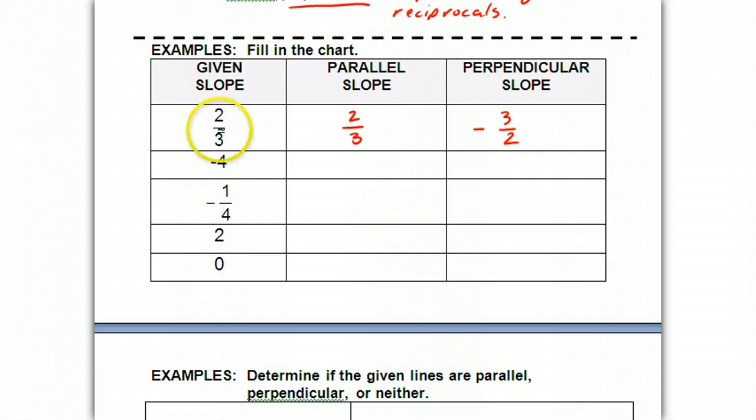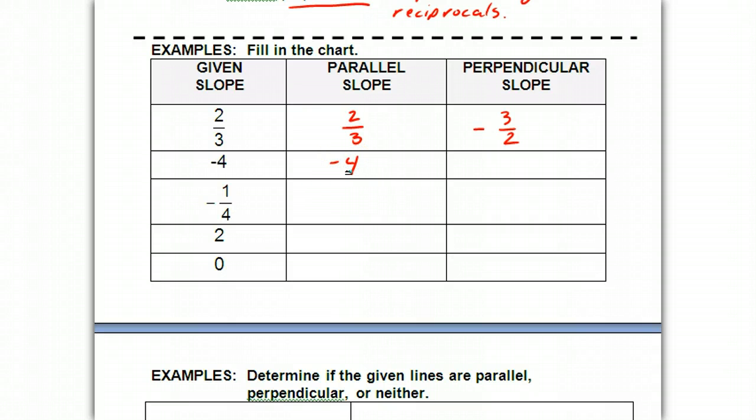So the slope of the perpendicular line to the one that has a slope of 2/3 is going to have the slope of -3/2. Okay? So a parallel slope, when the slope of the line is -4, same thing. You just write the same thing down.